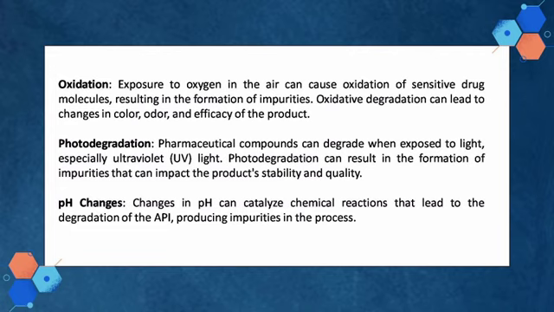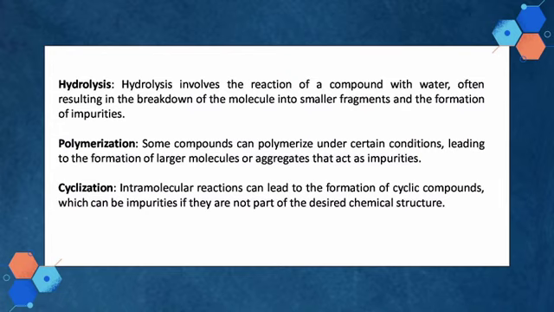E. pH changes. Changes in pH can catalyze chemical reactions that lead to the degradation of the API, producing impurities in the process. F. Hydrolysis. Hydrolysis involves the reaction of a compound with water, often resulting in the breakdown of the molecule into smaller fragments and the formation of impurities.